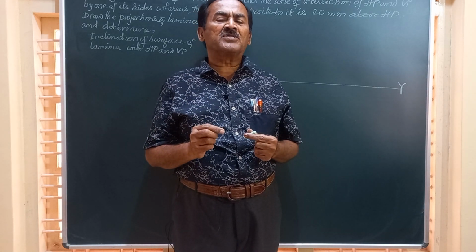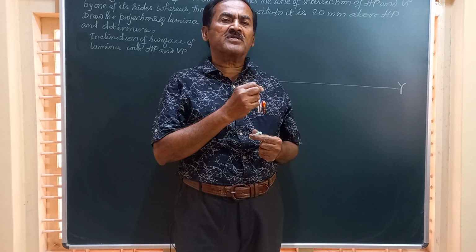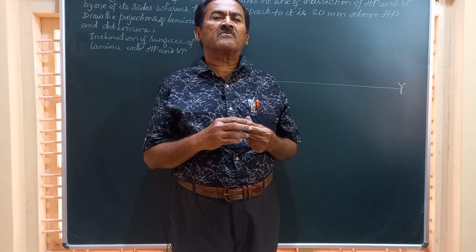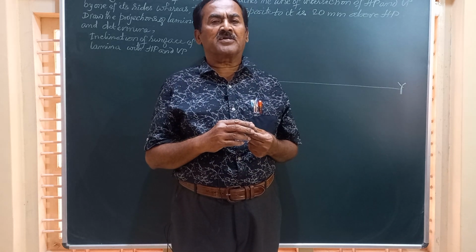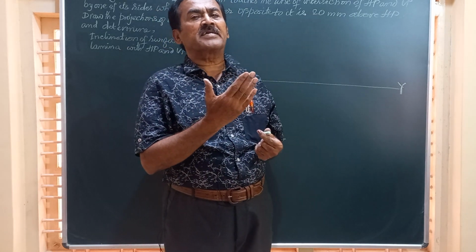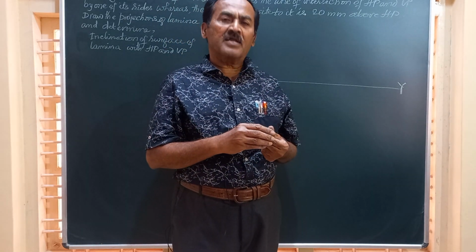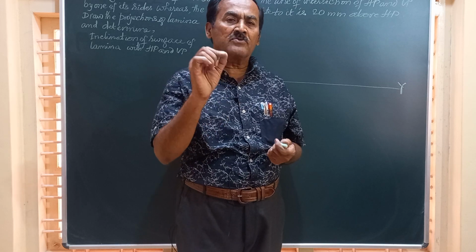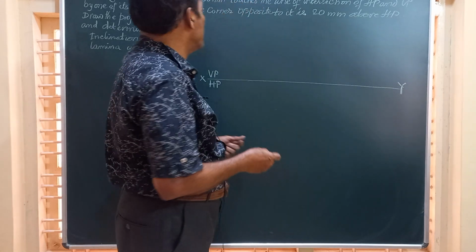In this video, we are going to learn how to draw the projections of a pentagonal lamina which is resting on one of its sides on the line of intersection of VP and HP, with the corner opposite to that at a height from the HP. And let's see what is the actual question we have in store for today's video.